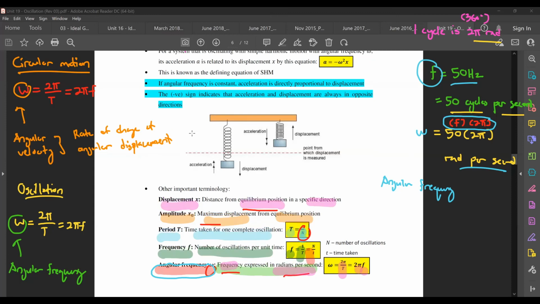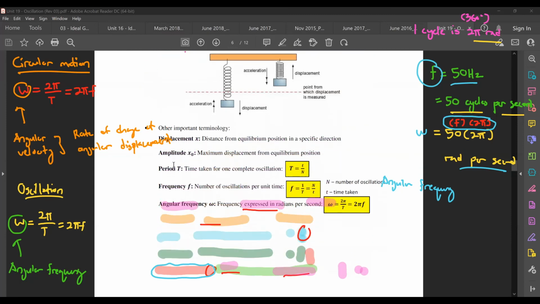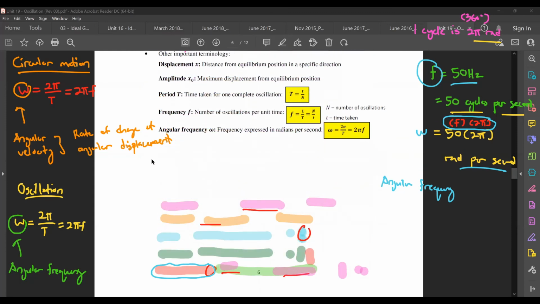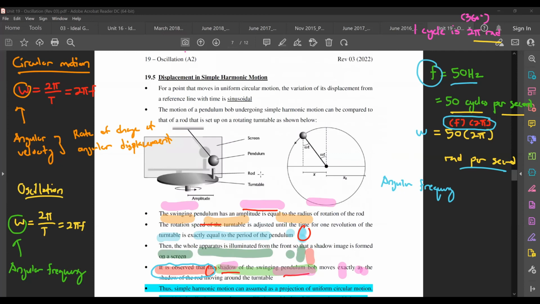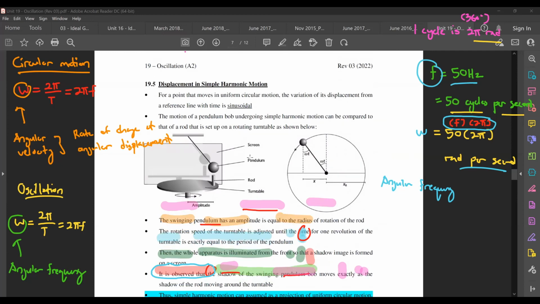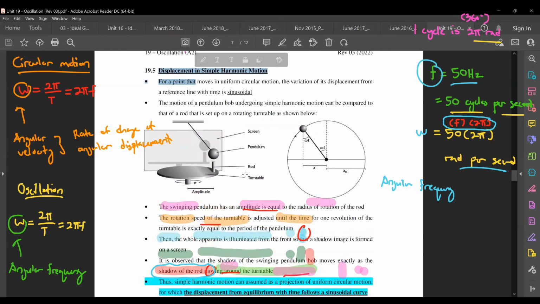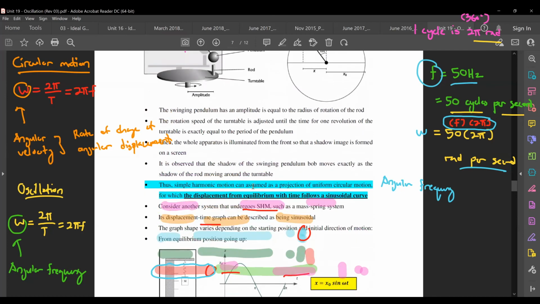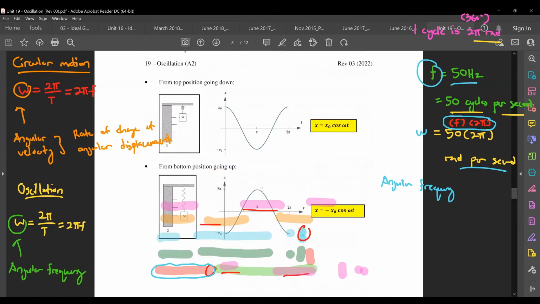Okay, so this one is done. I've gone through the basics of simple harmonic motion. The next lesson that I will have with you is also going to be on this same chapter on simple harmonic motion, but we'll be talking more about how you calculate displacement, velocity, and acceleration for something that undergoes simple harmonic motion.